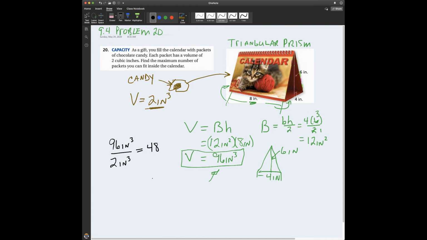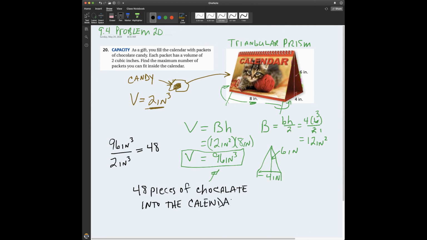All right. And what does this mean? That means that I can put 48 pieces of chocolate into the calendar container.